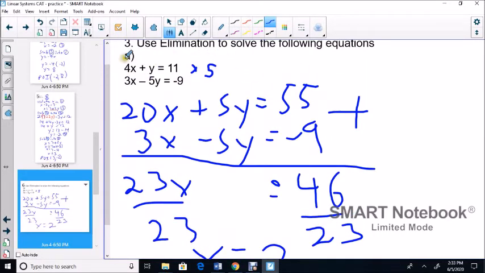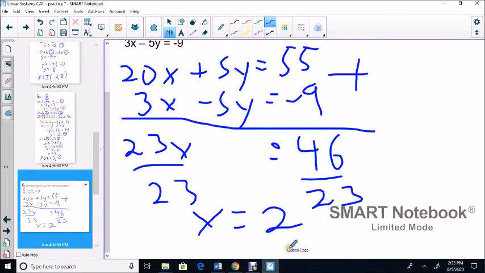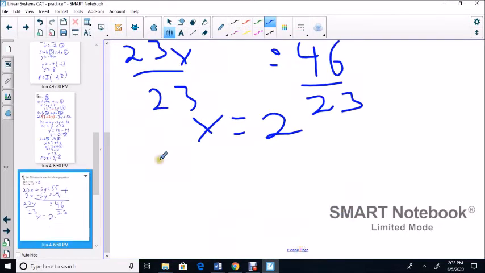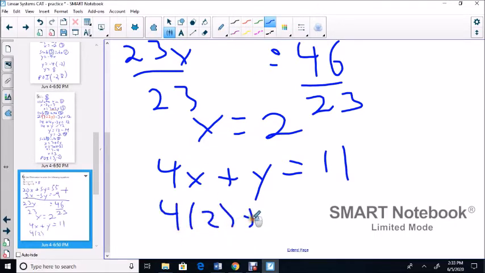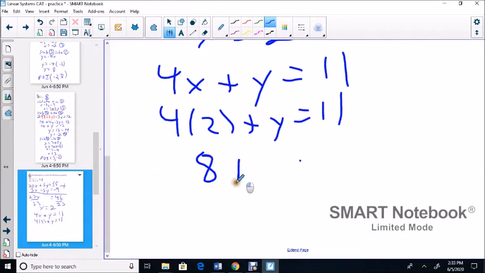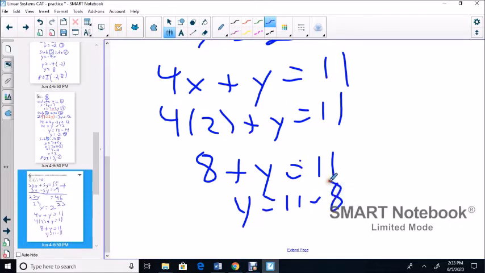Now we find y. You can either plug it into the first one or the second one, your choice. I'm going to plug it into the first one: 4x plus y equals 11. I'm going to sub this 2 into that x. So 4 times 2 plus y equals 11, and 4 times 2 is 8, plus y equals 11. I'm going to swing the 8 over so it changes sign on the other side. So y equals 11 minus 8, and y equals 3.